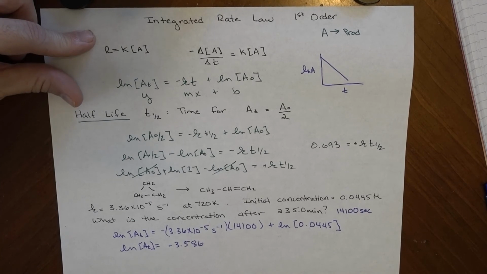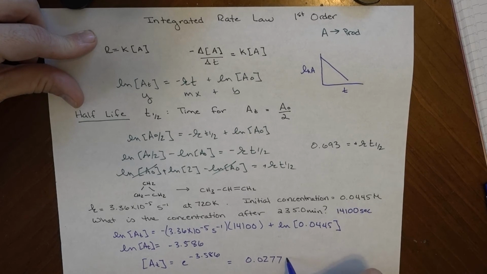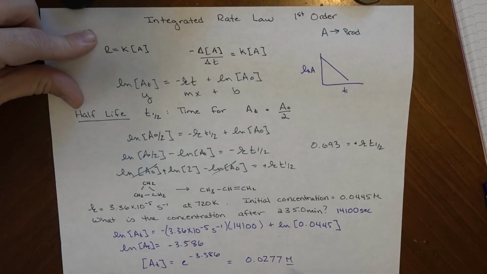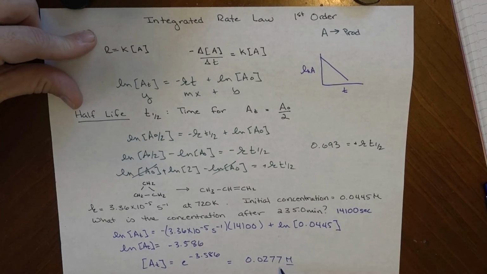And you might remember from our previous work, the way we have to solve this is we have to raise both sides to the e, Euler's number. So e raised to the negative 3.586 comes out to 0.0277 molar. And that should make sense, meaning that the concentration I have after this number of seconds have passed is lower than the concentration that I started with. Okay, and it's lower by a number that, not quite half, seems to make sense. This is not quite the half-life for this one.